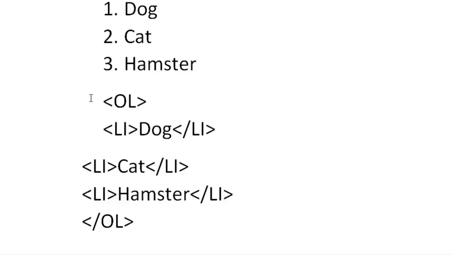So once you have that concept and understanding of an unordered list and an ordered list, it's the same thing except for the open and close tag, or the main ones.